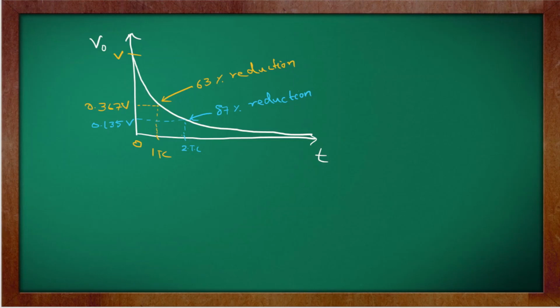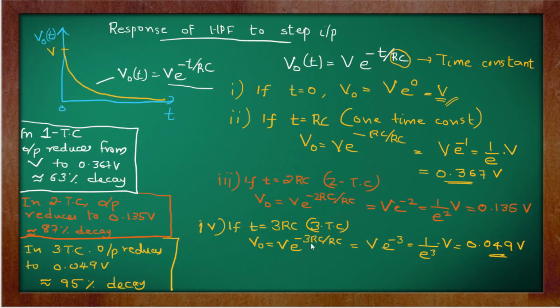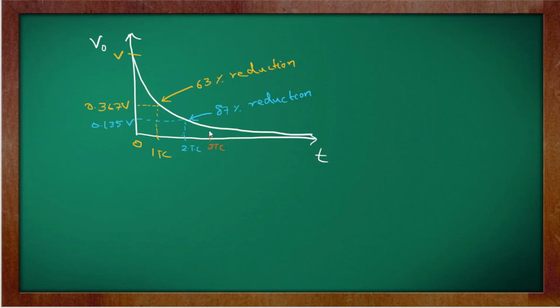Now what happens in 3 time constants? We have seen that in 3 time constants, the output reduces to 0.049 volt. That means it reduces by 95%. It reduces by 95% of the initial value. Okay, 95% of the initial value will be reduced.